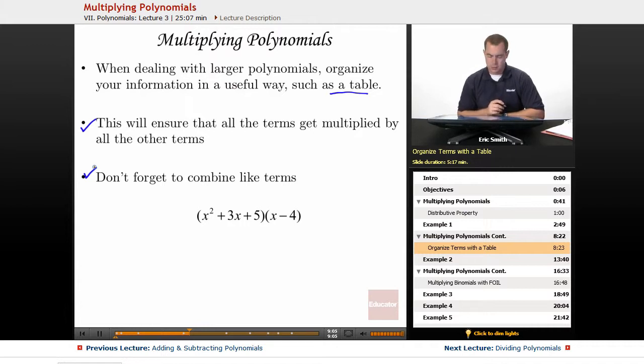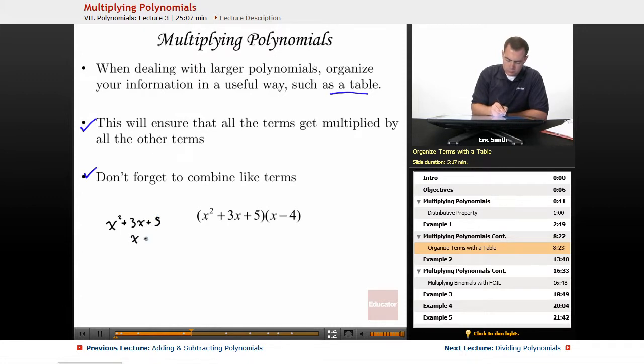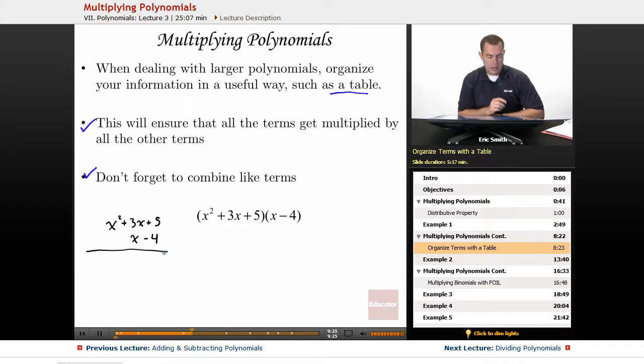I want to multiply x squared plus 3x plus 5 by x minus 4. And the way I'm going to do this is I'm first going to write the first polynomial right on top of the second polynomial. Alright, now from there I'm going to start multiplying them term by term. And I'm really starting with that minus 4 on the bottom, and I'll multiply it by all the terms in that top polynomial.